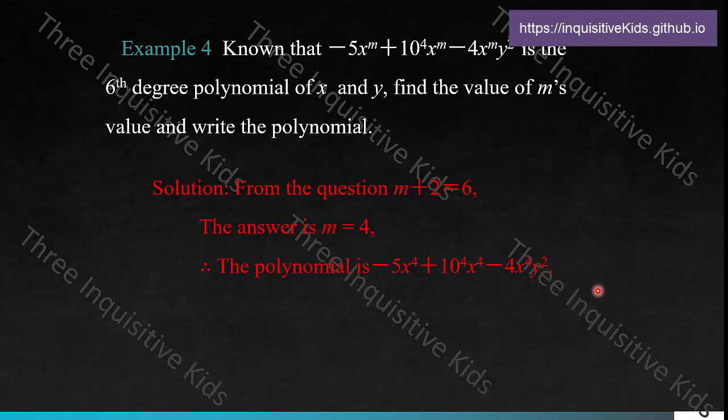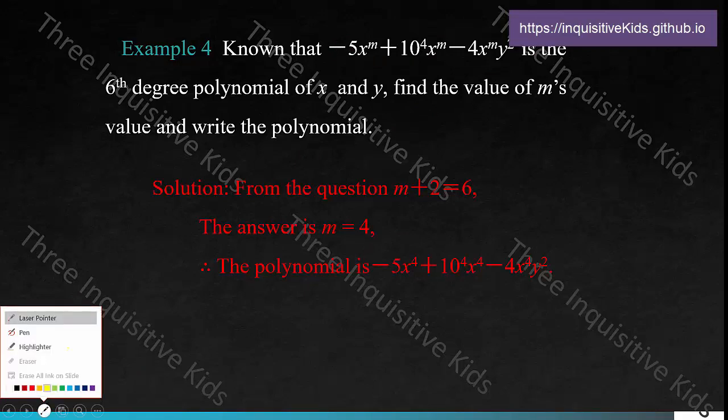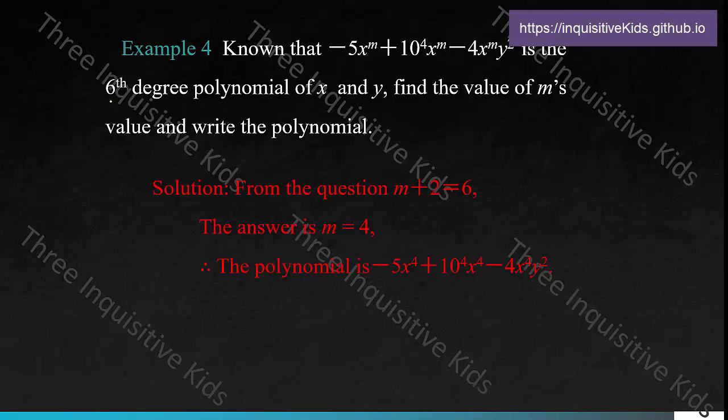Okay, so let me explain that more. It's saying that this polynomial over here is a sixth degree polynomial of x and y. So that's using one of the concepts we learned earlier on. The sixth degree polynomial of x and y means that the highest degree of this polynomial is 6. We need to figure out the value of m. Well, it already told us that the degree of the polynomial is 6.